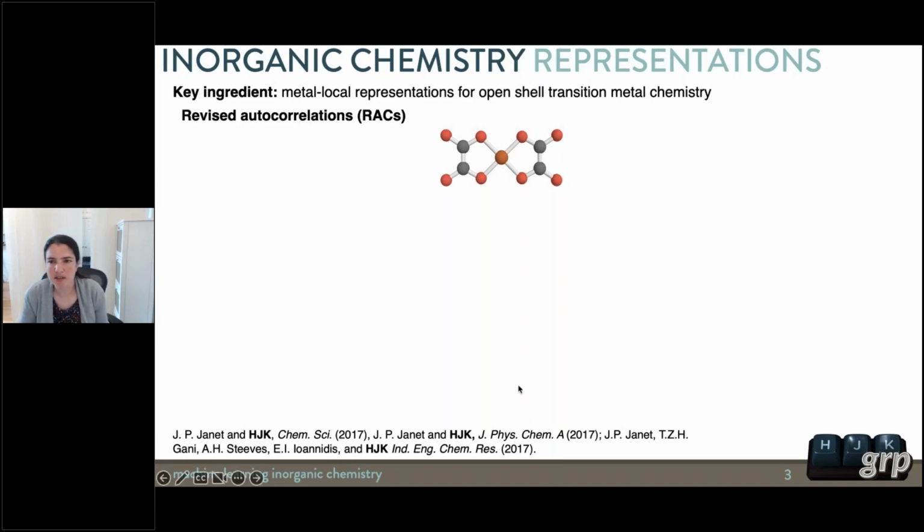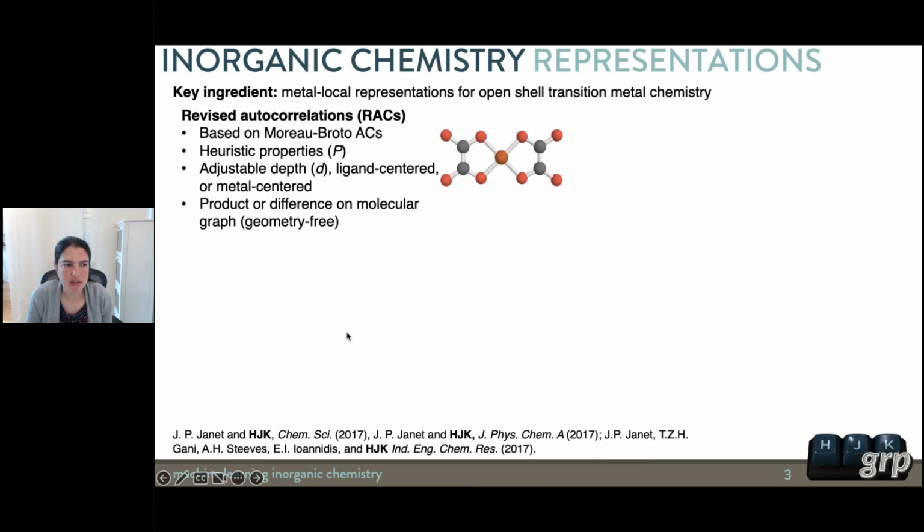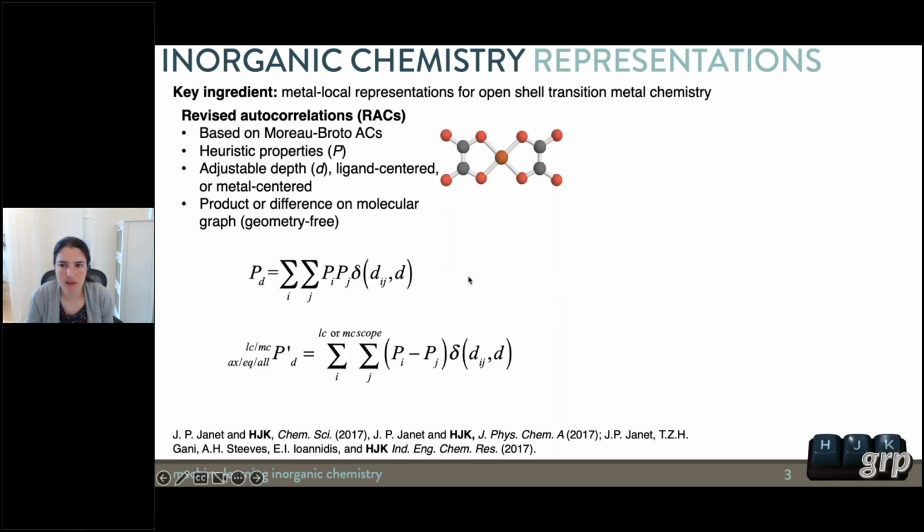So we devised a series of graph-based descriptors, and these graph-based descriptors give us a chance to inform the model about what matters most about a transition metal complex. And these are products and differences of heuristic properties on the molecular graph. And so we describe a series of bond paths, walking through the molecule without providing any geometric information, and this is what they look like.